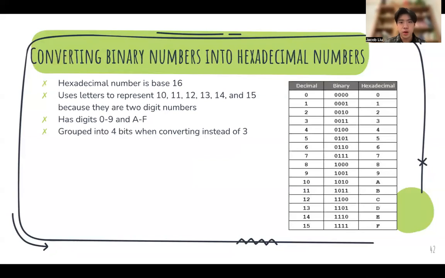Now we'll go over hexadecimal numbers. So hexadecimal numbers are base 16. Okay. And you're thinking, right? If you have base 16, that means there's 16 one-digit numbers essentially. So instead of the numbers 10, 11, 12, 13, 14, and 15, because they're two-digit numbers, hexadecimal uses letters to represent them. So hexadecimal has digits 0 through 9 and A through F.